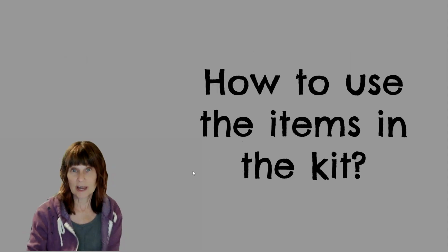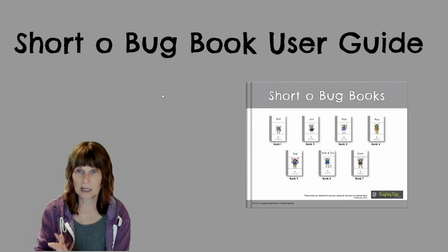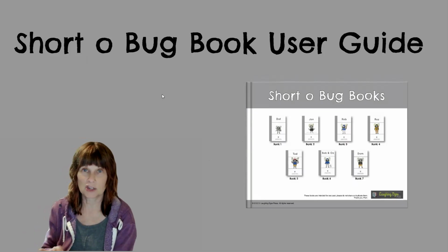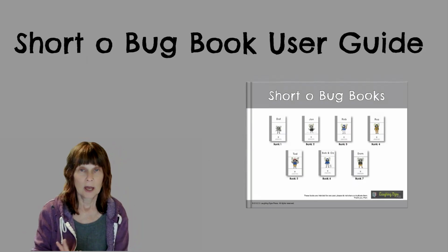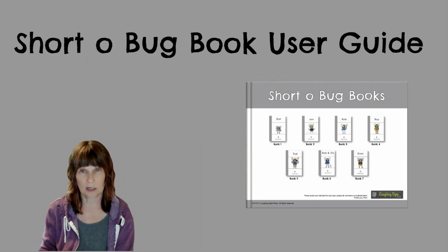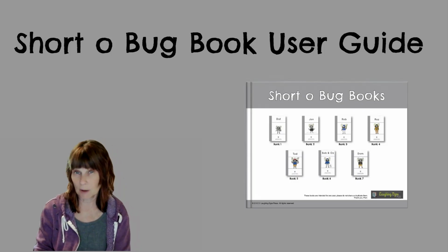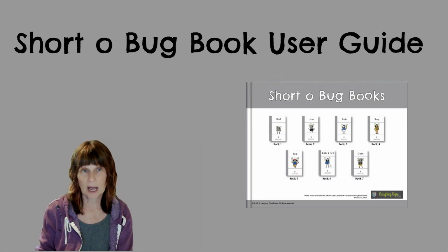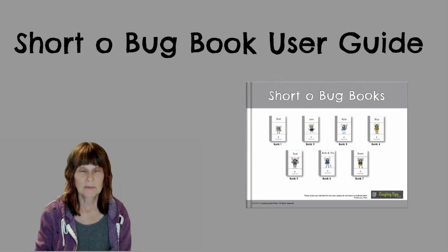So how are we going to use the items in the kit? We have a user guide. The user guide has a ton of information in it. Each book has a list of vocabulary words, questions for you to talk to your students about to see if they're actually reading the words or comprehending what they're reading. It's going to give you information about what's in the book itself, or what I was thinking about when I was writing the book and the thoughts that I had on the particular topics.